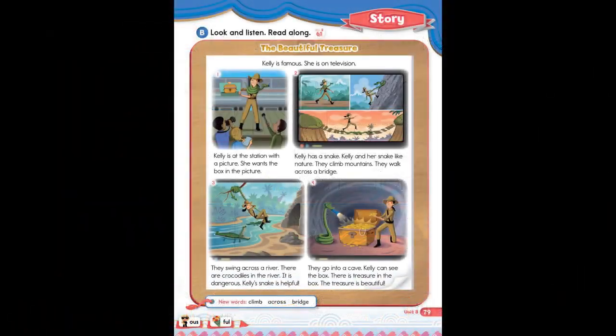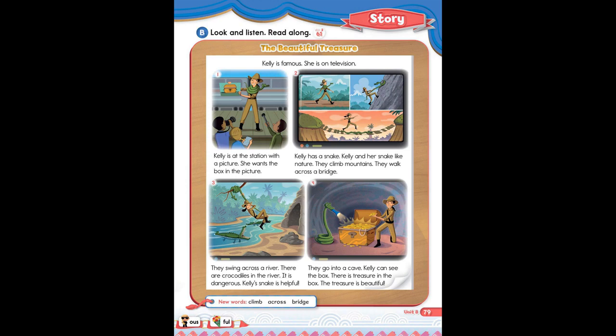Page 79. Story. B. Look and listen. Read along. The Beautiful Treasure. Kelly is famous. She is on television. 1. Kelly is at the station with a picture. She wants the box in the picture. 2. Kelly has a snake. Kelly and her snake like nature. They climb mountains. They walk across a bridge. 3. They swing across a river. There are crocodiles in the river. It is dangerous. Kelly's snake is helpful.